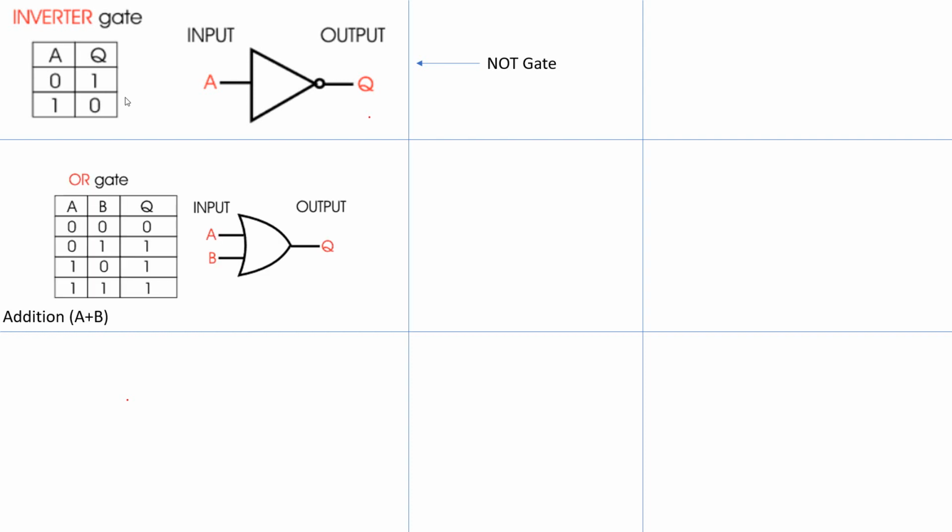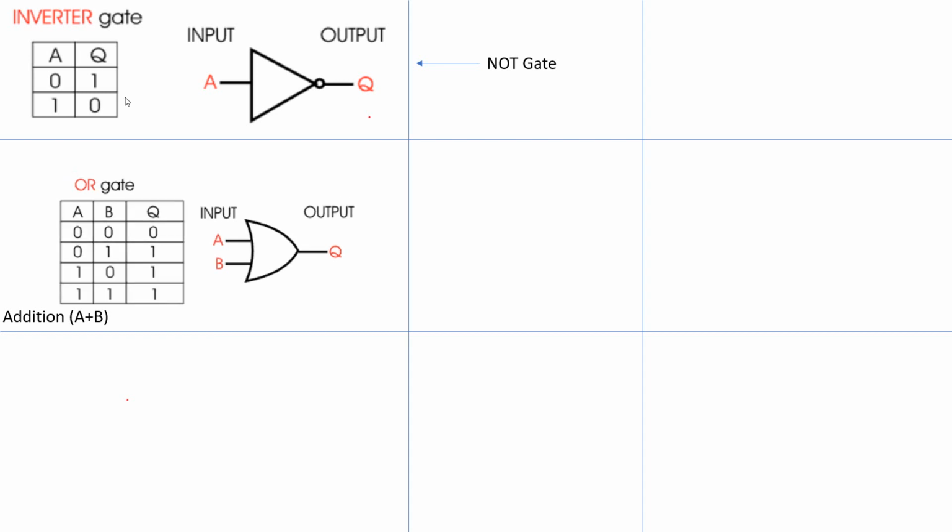The next gate which we are going to discuss is the OR gate. As I mentioned earlier, it is addition. The Boolean algebra for an OR gate will be A plus B. So here the inputs are A and B and the output is Q. When you input both zeros, 0 plus 0 obviously is a 0, but any other thing will have at least one 1, so the output also will be 1. So if it is 0 1, 1 0 or 1 1, the output will be 1.